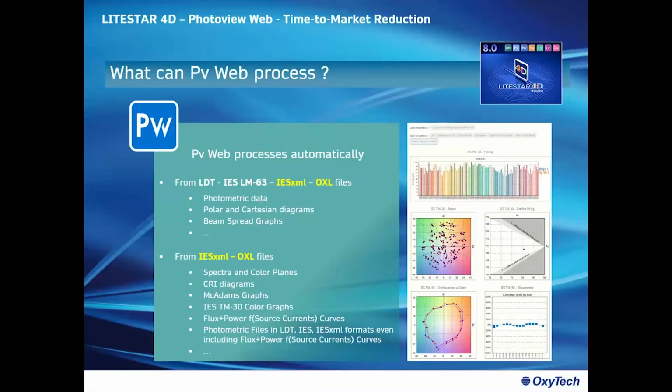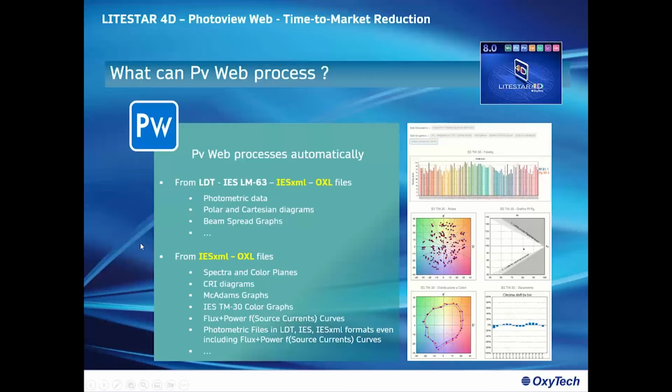So what can Photoview Web process? It's clear that if we manage only photometries, data interchange files like the ULUM.dat or like the IES LM-63, we can produce photometric data. We can produce the polar and the Cartesian diagrams, the beam spread graphs, and all that is related to the photometry, isolux curves and whatsoever.